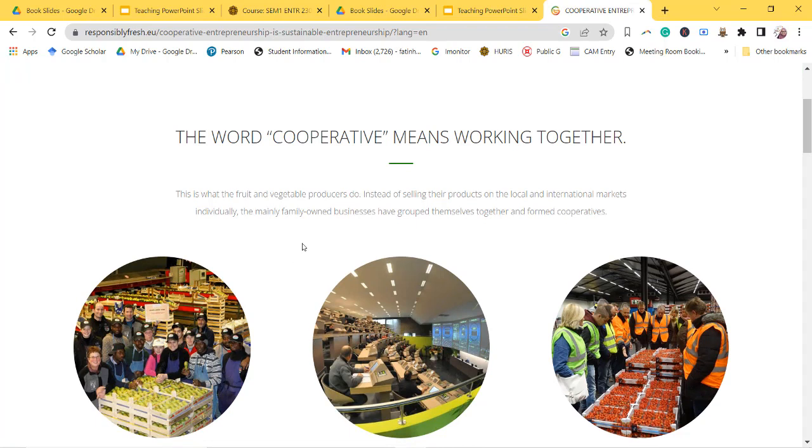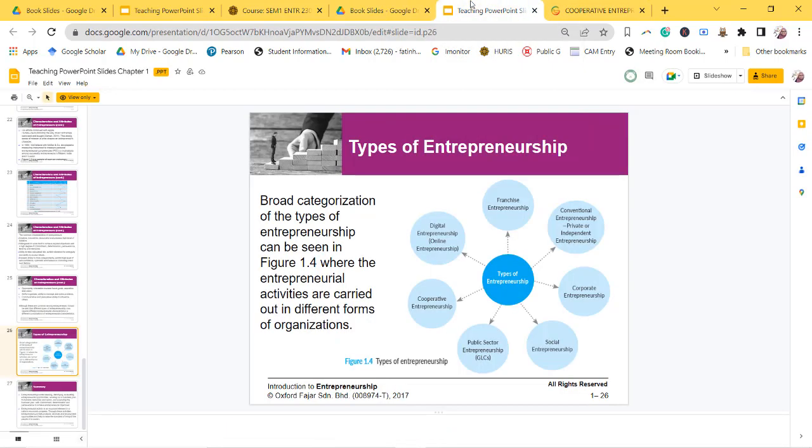For example, some businesses group together to come up with a cooperative company. Okay, so for example, this one comes up with fruits, this one comes up with, for example, chilies, or this one comes up with the management system kind of thing. So they group up to make a cooperative company.